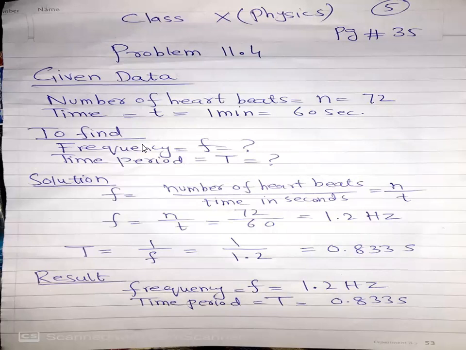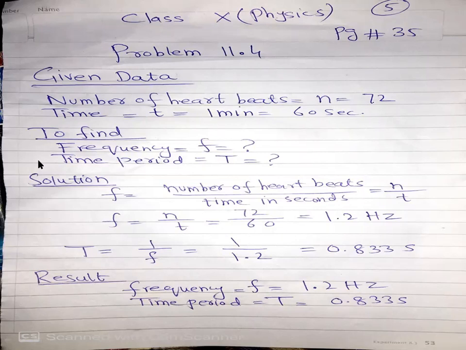So this is given to me. Number of heartbeats is noted with small n, which is 72, and time is 1 minute. Time is denoted with small t, and the SI unit of time is second. In 1 minute you have 60 seconds. So 1 minute is equal to 60 seconds.